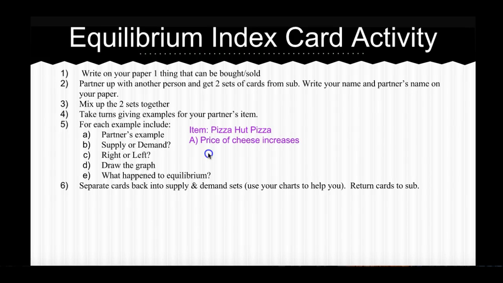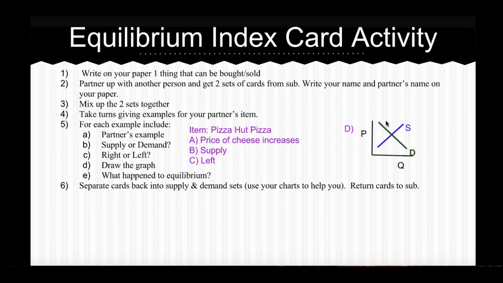That's a supply thing. So they're going to write down supply. And then they have to figure out, okay, the price of cheese increases. That means they can't buy as much cheese, so they can't make as much pizza, so that's going to be a left shift in supply. So part C is a left shift. And then they're going to have to draw the graph.